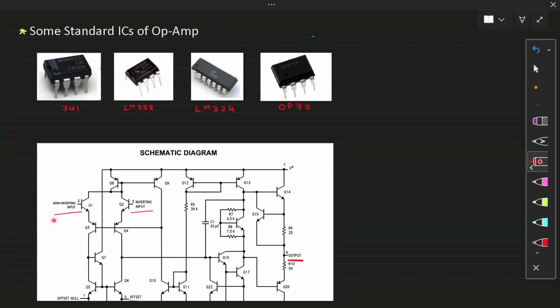The next part is the standard ICs of operational amplifiers. The IC741 is the most commonly used in laboratories for experiments. Next we have LM358, LM324, and OP70. LM324 is a dual channel op-amp, and OP70 is a precision op-amp, like you can perform precision calculations with OP70.